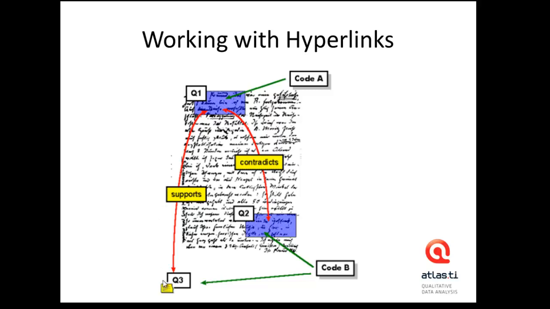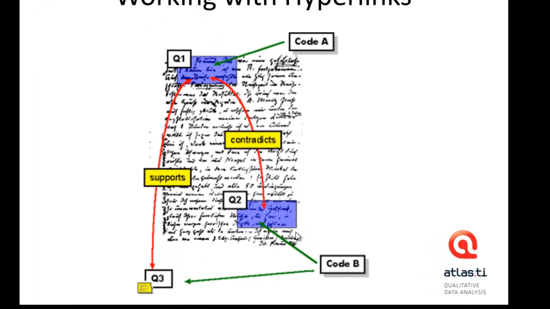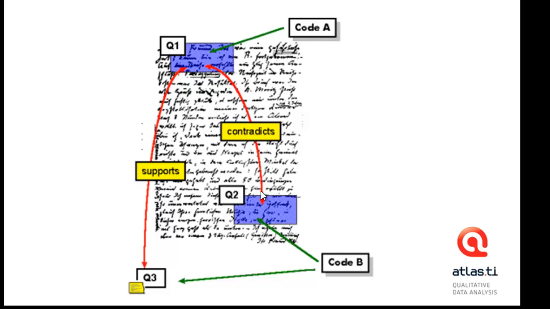But you can also link on the data level. Yeah, so quotation 1 supports quotation 3. These contradict each other. You can link within documents. You can link across documents. For example, if you have an interview and somebody tells you something in the first 5 minutes of the interview, and further down says something completely different, as it sometimes happens, then you can link the two statements, calling it contradicts. Or if somebody tells you the same issue 10 times, maybe you don't want to code it 10 times, because then also the code frequency goes up. And if it's no additional information, you can just link these quotations to each other as repetition, for example.